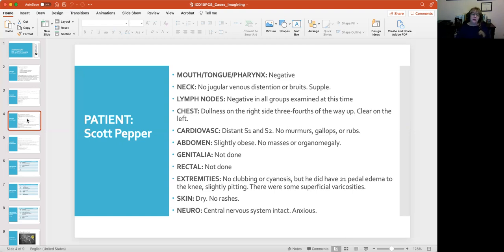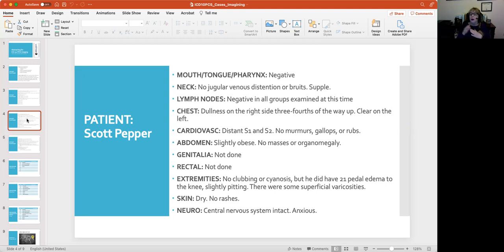Abdomen, slightly obese. Who isn't? No masses or organomegaly. Okay. Genitalia, not inspected. Rectal, not inspected. Extremities, no clubbing or cyanosis. But he did have 2+ pedal edema to the knee, slightly pitting. There were some superficial varicosities.